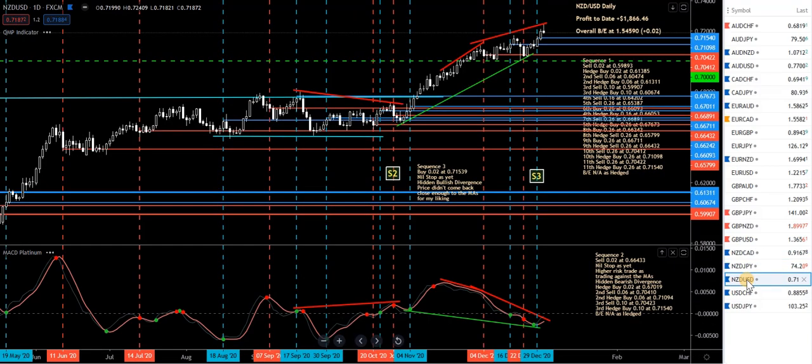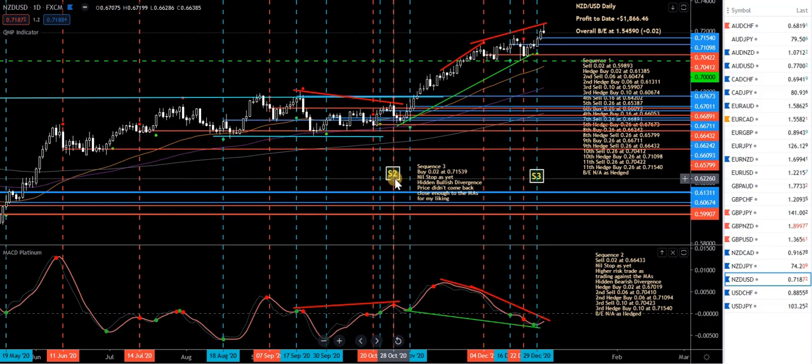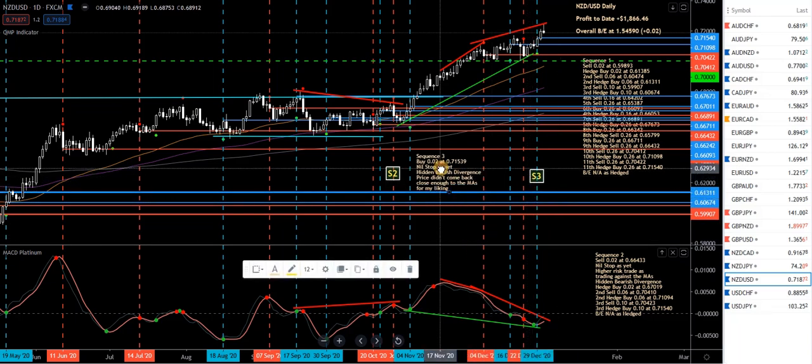New Zealand USD, very similar to the Aussie. Back here on the left, we've got an old sequence, and the only difference is I've got a sequence 2, which is here, which was a sell, and that was based on hidden divergence. I'm in a second hedging sequence with this, and sequence 3 was this buy.